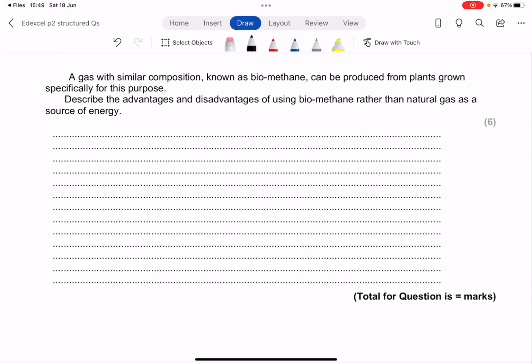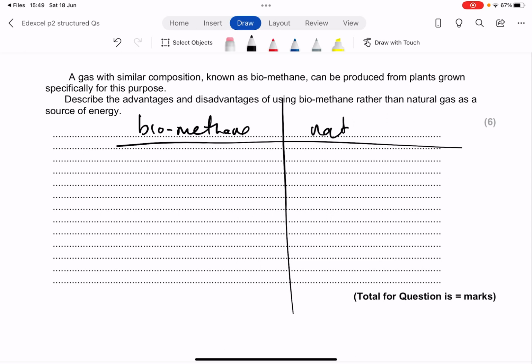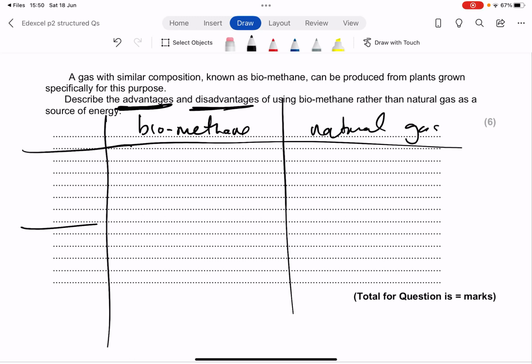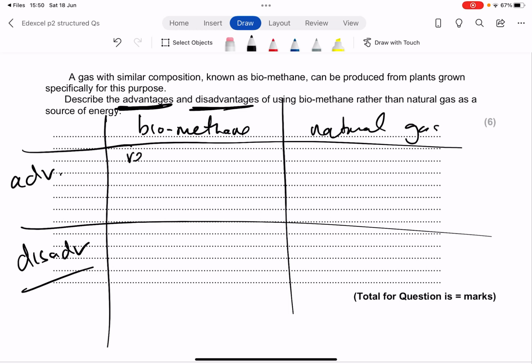So what I'm going to do is put this into a table. Biomethane, natural gas. The question is saying, look, I'm underlining advantages and disadvantages. So let's do advantages and let's do disadvantages. You can bullet point your responses on this. So what's the advantage of biomethane? It's renewable. It has low energy costs. I'm just giving you main bullet points.